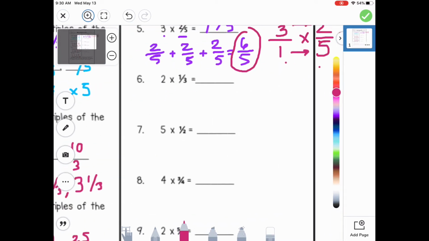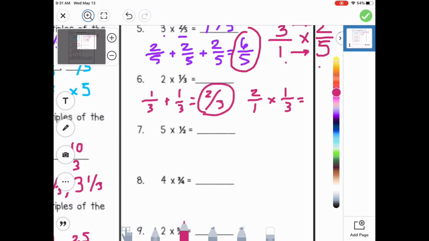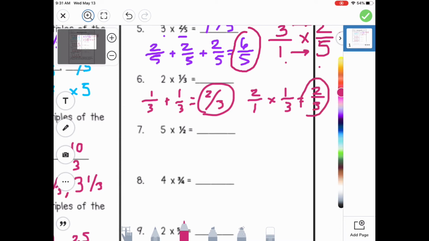Let's take a look at number 6. For number 6, you could have either done 1/3 plus 1/3, and you would have gotten the fraction of 2/3. Or if you tried the multiplication strategy, you would have done 2/1 times 1/3. Multiply your numerators together to get 2. Multiply your denominators together to get 3. We got 2/3 both ways.